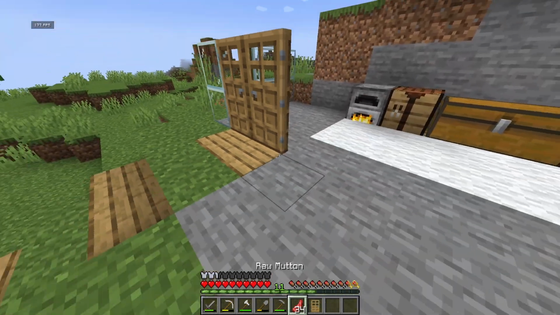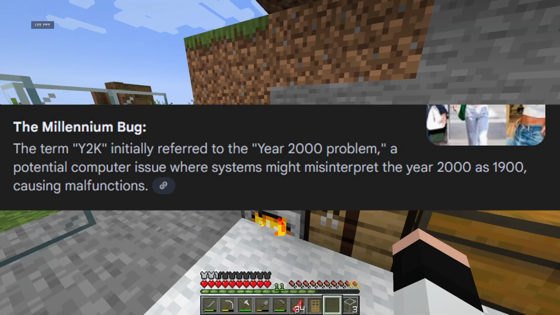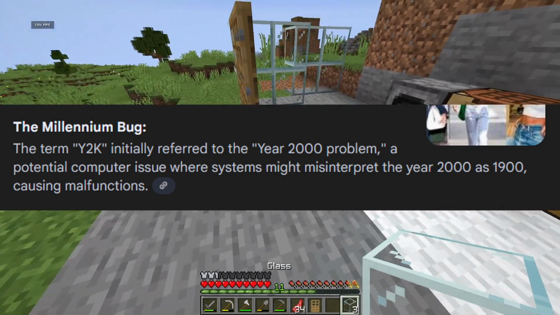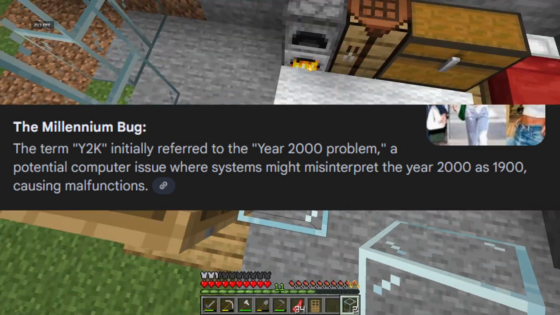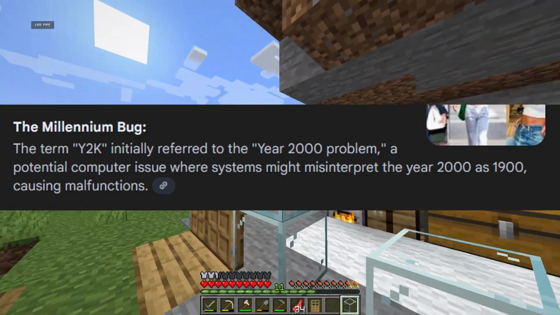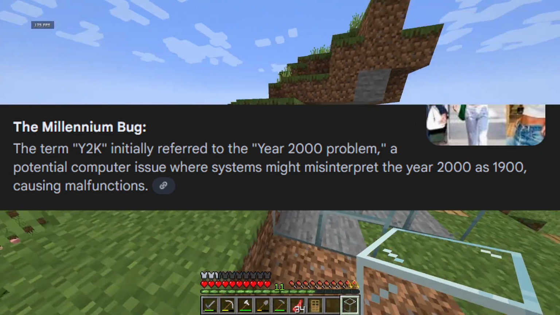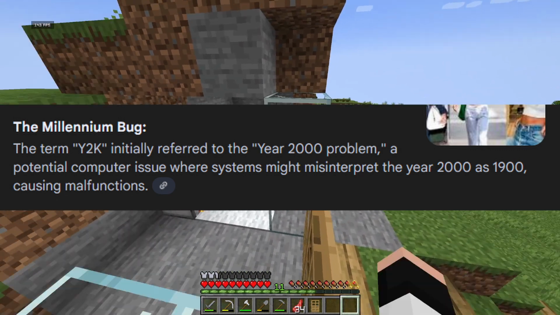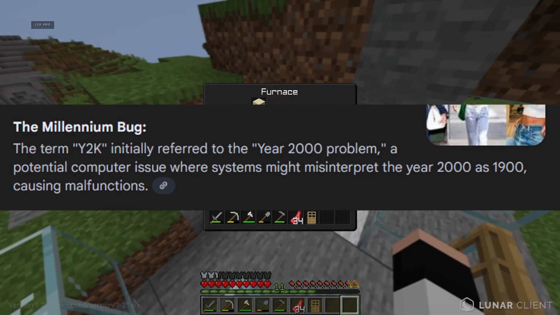There was also something called the Millennium Bug, and according to Google, the term Y2K initially referred to the year 2000 problem, a potential computer issue where systems might misinterpret the year 2000 as 1900, which was apparently causing malfunctions.